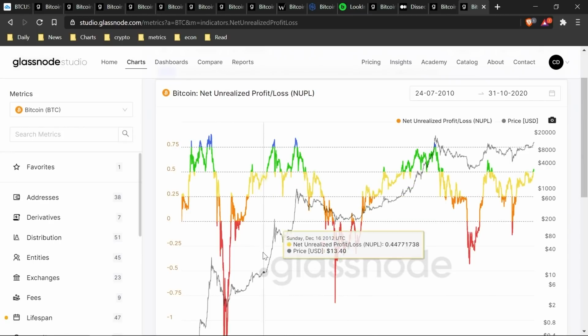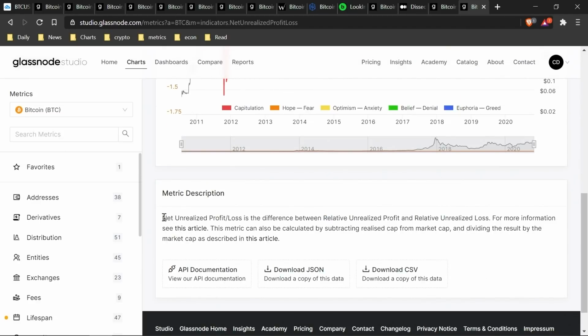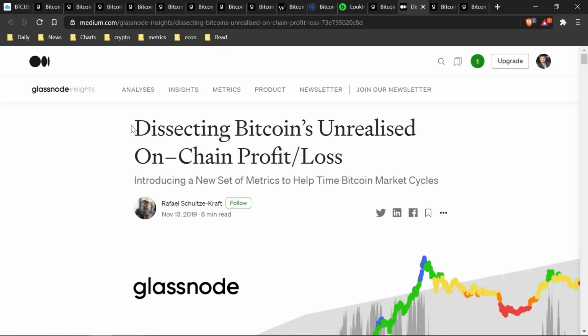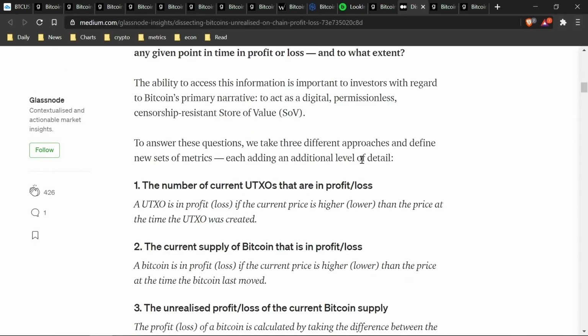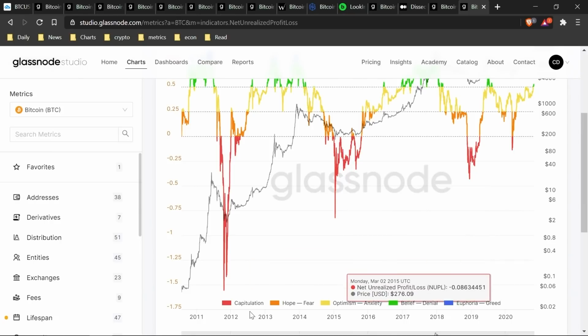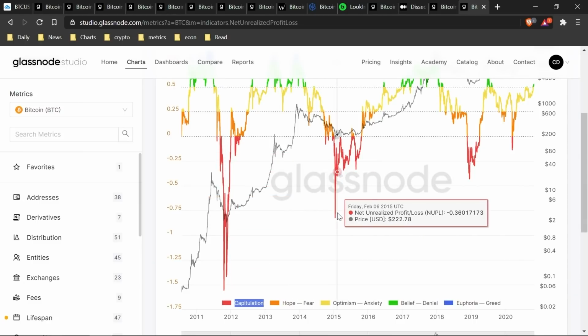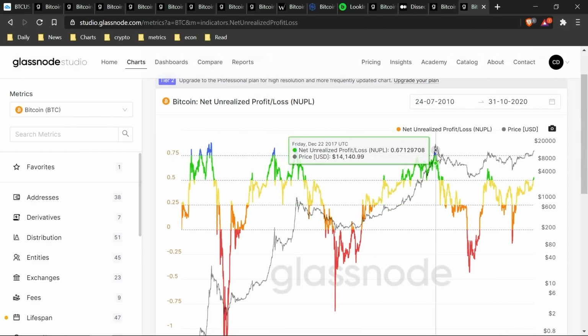And if we blow this up, you can see I have price with a logarithmic chart overlaid with this indicator. And if we just look at the description really quick, net unrealized profit and loss is the difference between relative unrealized profit and unrealized loss. And there's a good article that I'll link up that explains the methodology and the math behind this indicator. But essentially what we're looking at here is areas of extreme capitulation, meaning people are just dumping their bags and selling at lows.